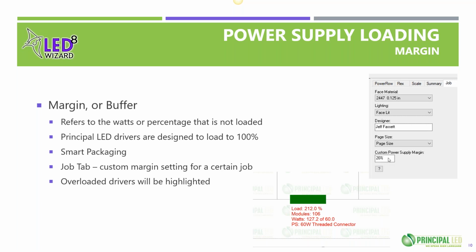So this is a job by job value. You would put this value in prior to loading, and it would just be for that file. It's not across every job.